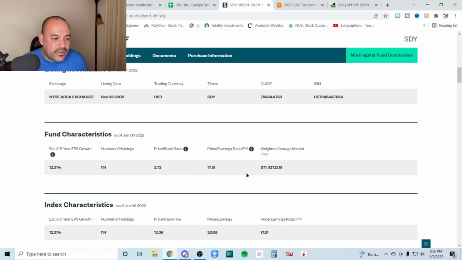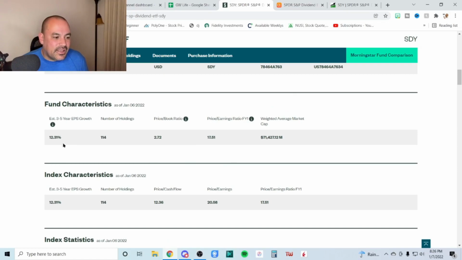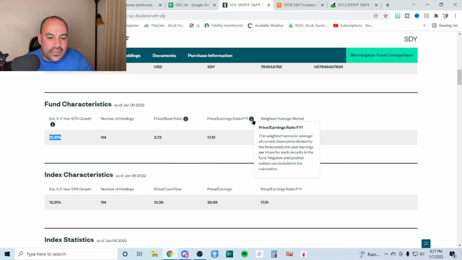So we'll go down here and look at this. They've got some good information on this site. That's why I wish other sites kind of followed this. Look at this, fund characteristics. Estimated 3 to 5 year earnings per share growth, 12.3%. It has 114 holdings in the fund. The price to book ratio, 2.72. And, let's see, what is this one? F1Y, what does that mean? Fiscal year? Price to earnings ratio of 17.5.